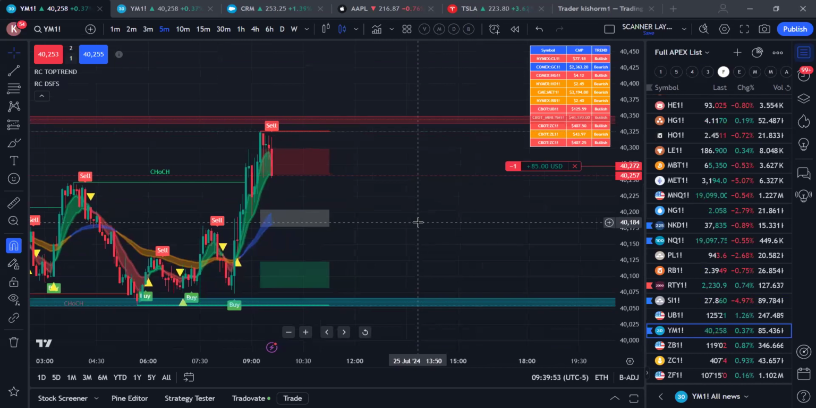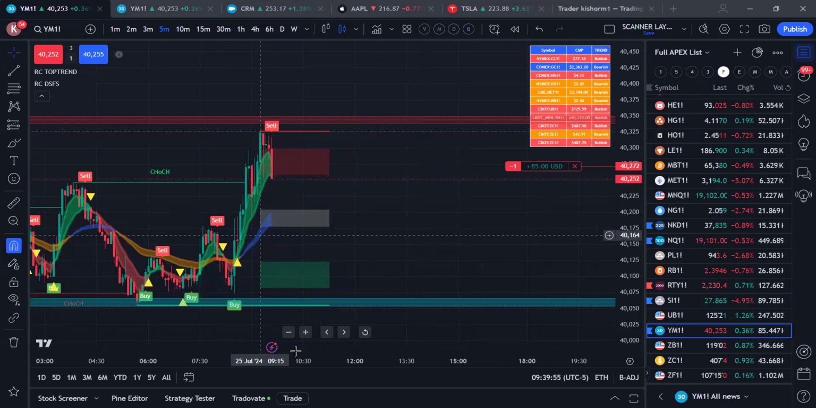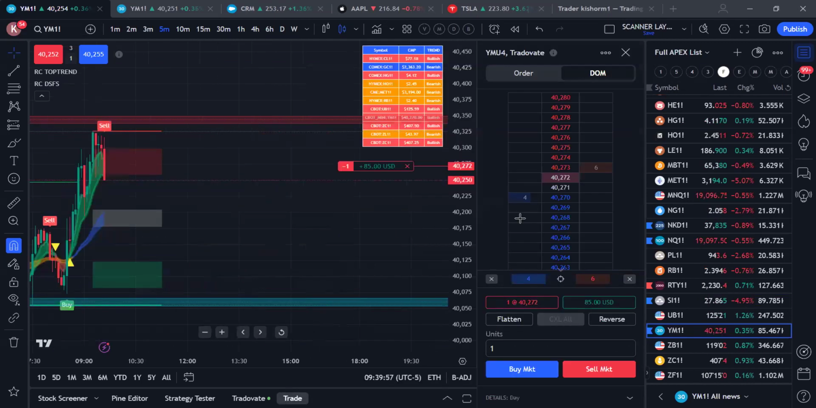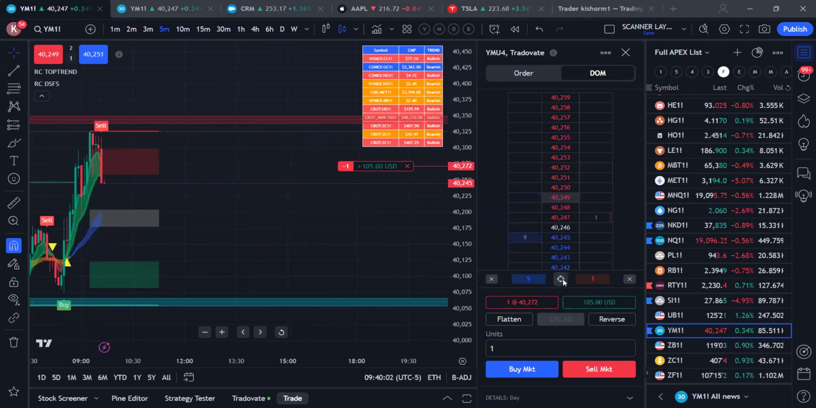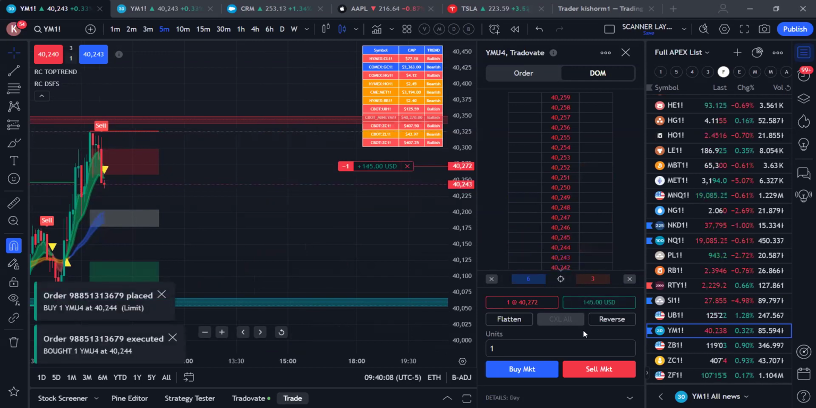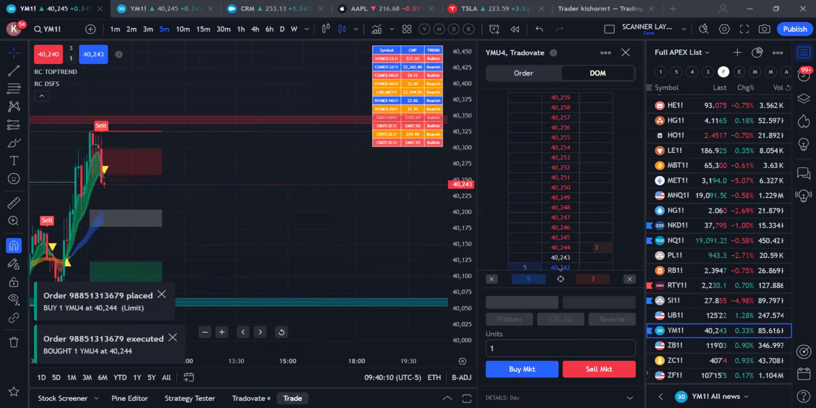So, right, it is another $85, $90. Again, if you have 20 accounts, that is $2,000. Right, at the same time, I'm taking it in my personal account. I'm also taking it in my prop firms.